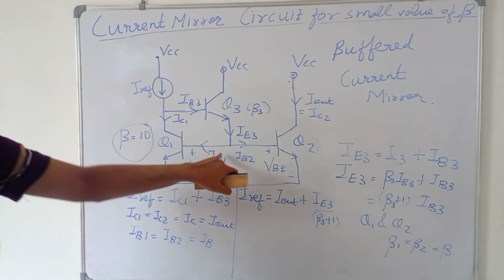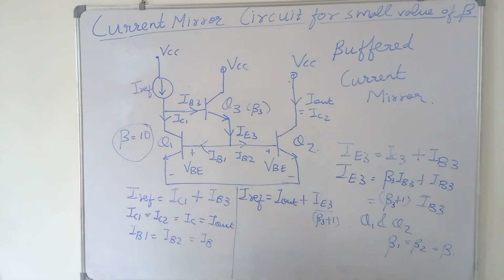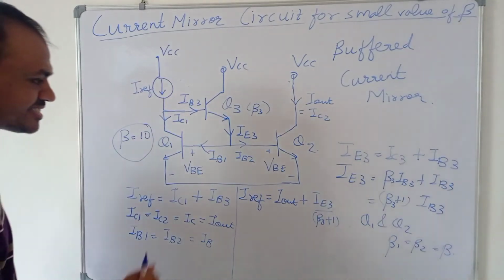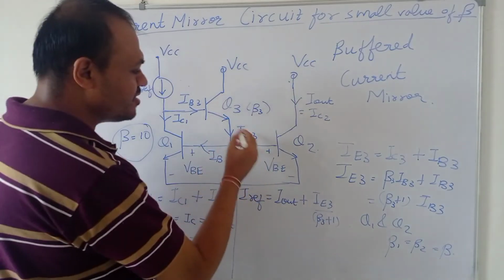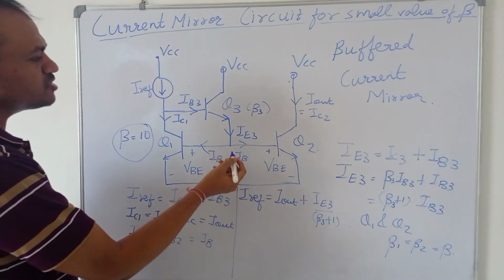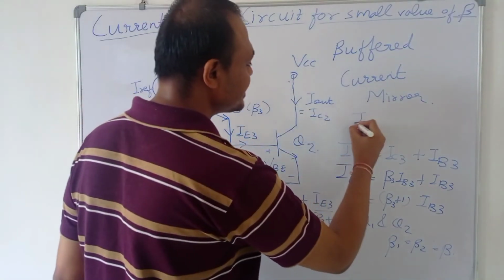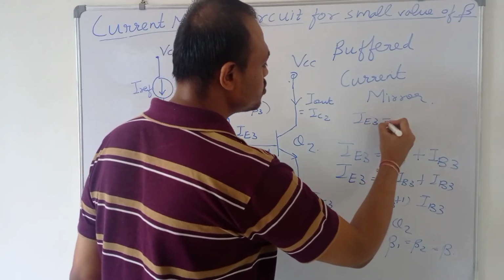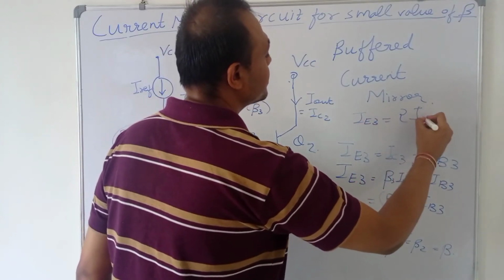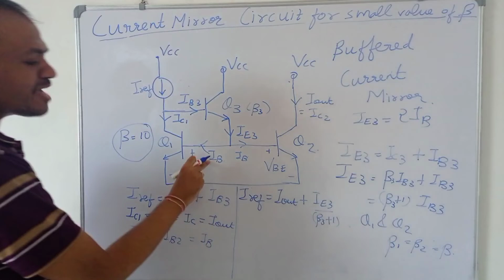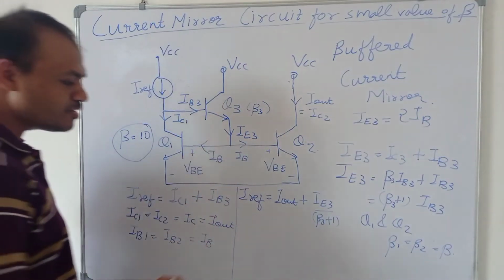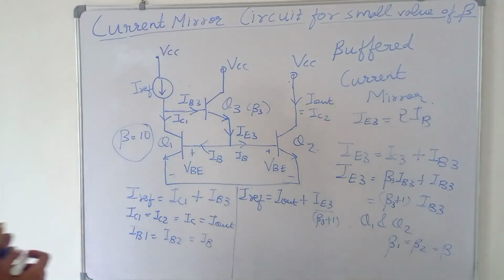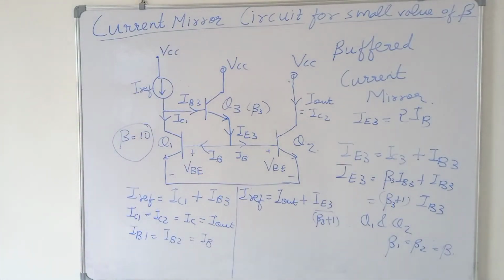But IE3 equal to IB1 plus IB2. Both IB1 and IB2 are the same, and that is equal to IB. So IE3 is actually equal to 2IB. From this figure and using Kirchhoff's current law, we can say that IE3 equal to 2IB. We are assuming that IB1 and IB2 are the same and equal to IB. So IE3 will be equal to 2IB.